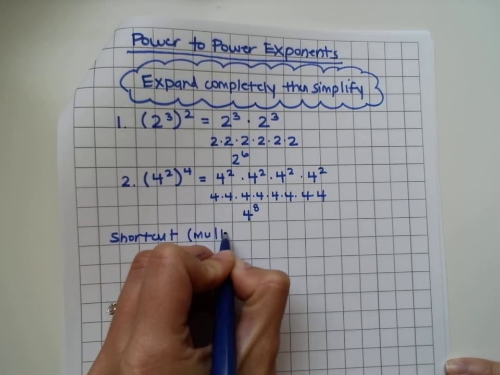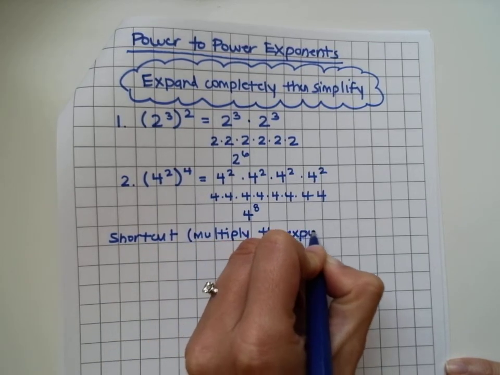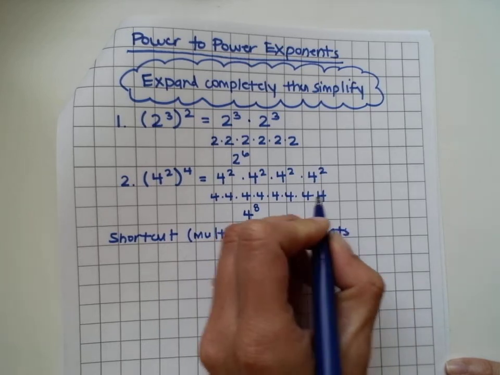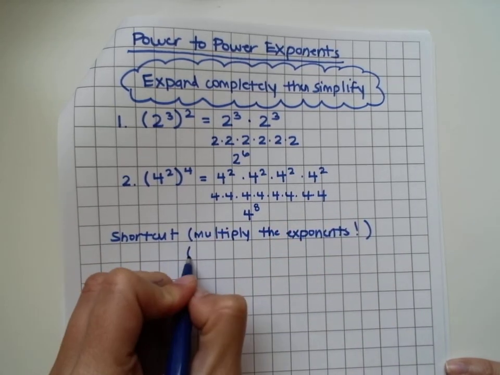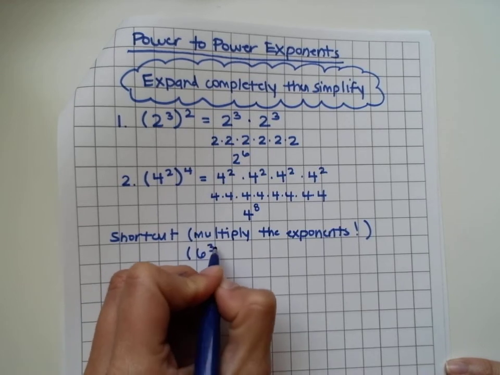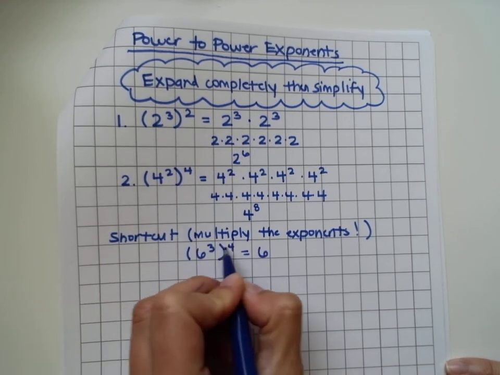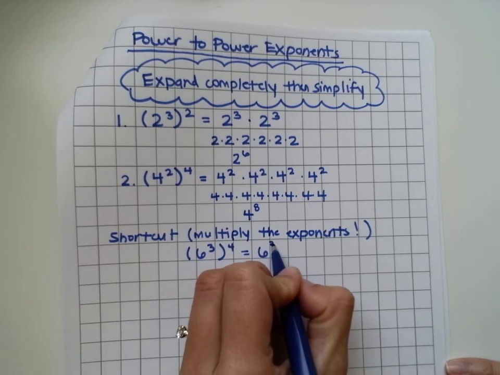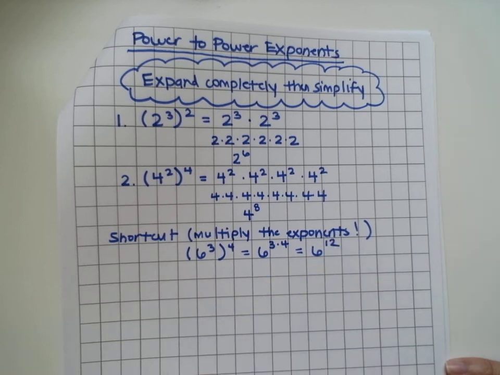You just multiply the exponents, because on your assignment you will have some big numbers. So like if you have 6 to the 3rd power raised to the 4th power, you really can just multiply 6 and then the exponents. So 3 times 4, and you would get 6 to the 12th power.